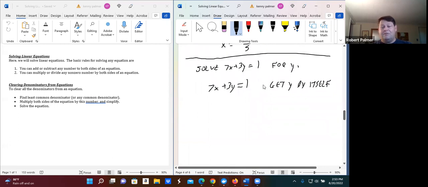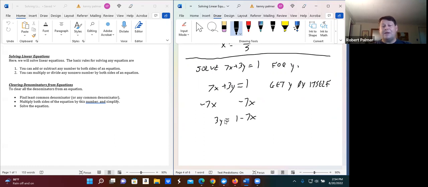Get the y by itself, and it's the same concept. If I want to get the y by itself, I need to move this to the other side. So the way to do that is to subtract it from both sides. So subtract 7x on both sides. Now we have 3y is equal to either 1 minus 7x or negative 7x plus 1. That's up to you.